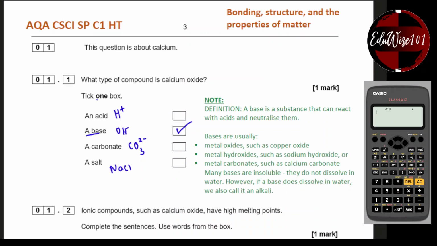Here you need to only tick one box. So calcium oxide is the base, it's not a carbonate. Now what you need to remember is that many bases are insoluble. They do not dissolve in water. However, if a base does dissolve in water, we can call it also an alkali, right, which is going to be an OH minus ion.